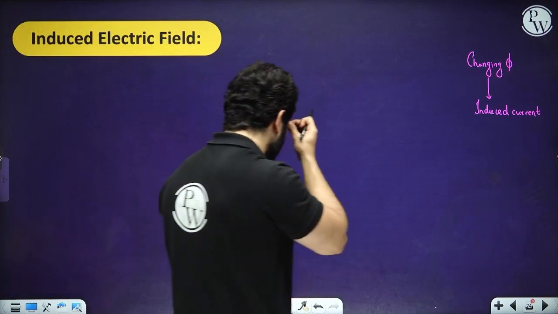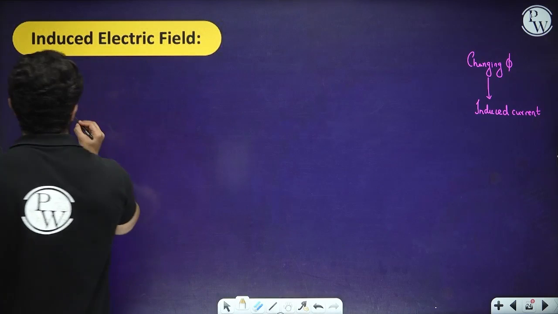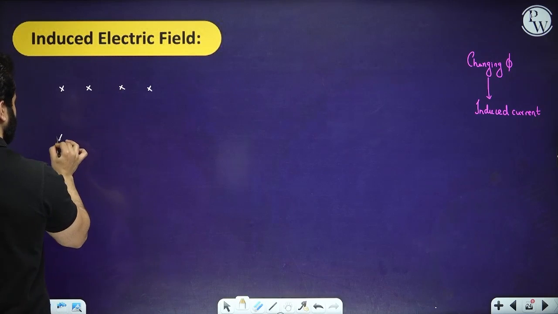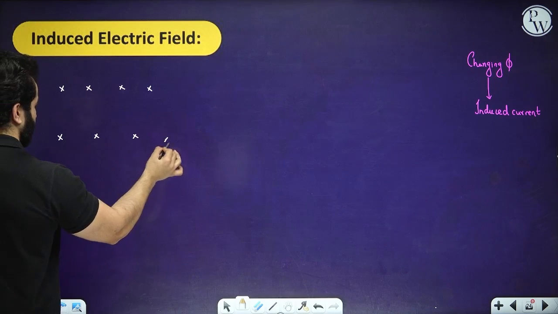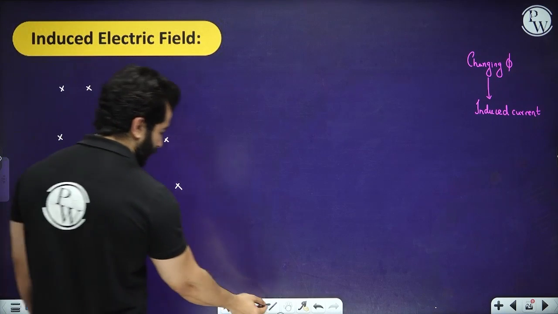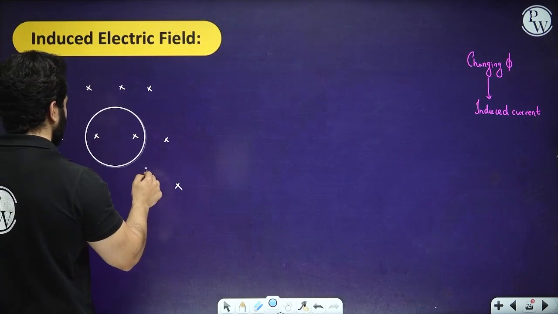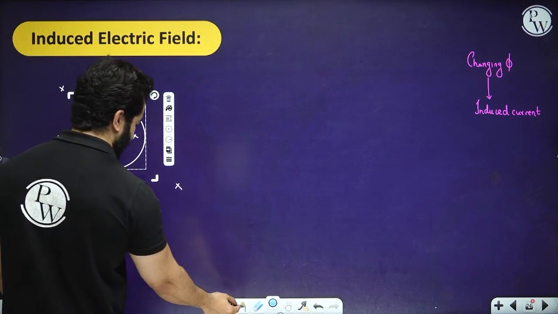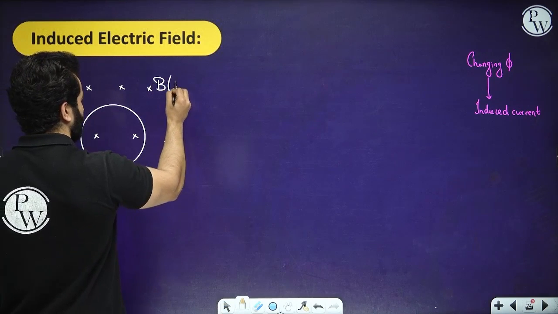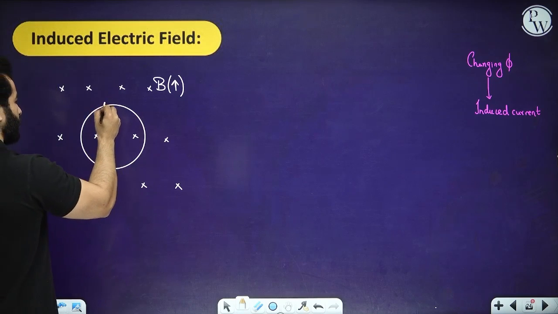But let's suppose we have got a region over here which has got some magnetic field, something like this, and we have got a loop over here. And let's suppose this magnetic field is increasing with time. So if magnetic field is increasing, there will be an induced current, something like this.